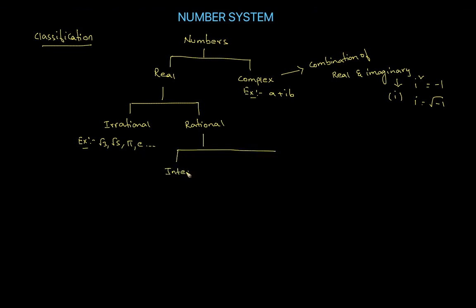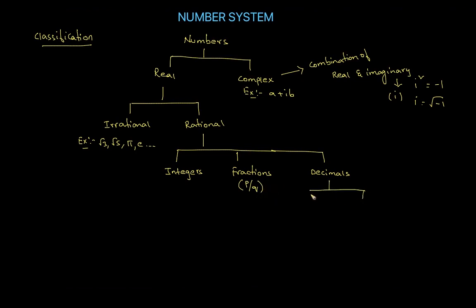integers, fractions, and decimals. Right? It is further divided into integers, fractions, decimals. Fractions will be in the form of p by q. So examples 2 by 3, 1 by 3, those are all called fractions.